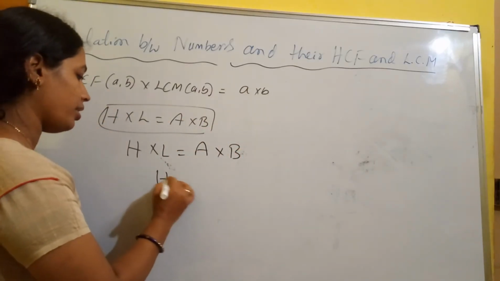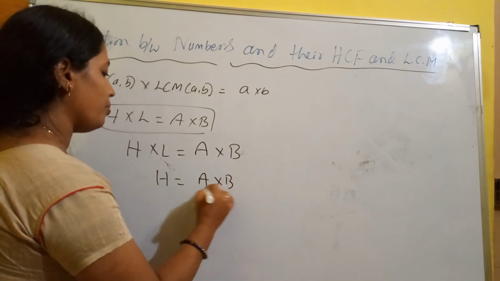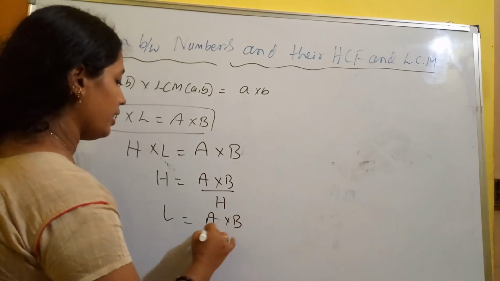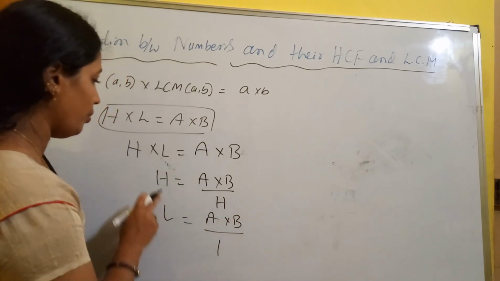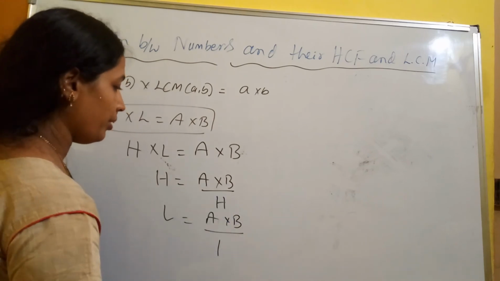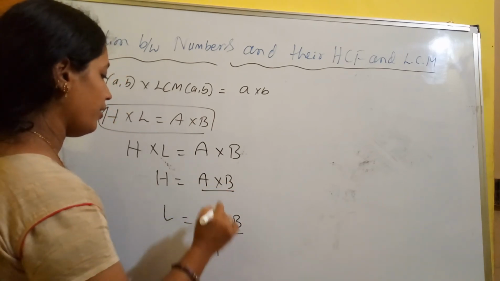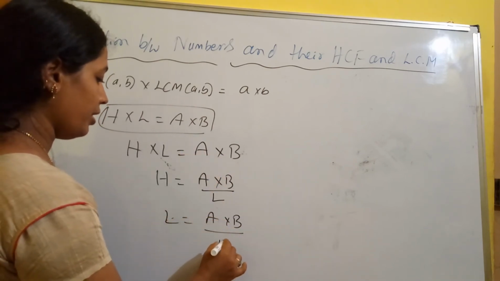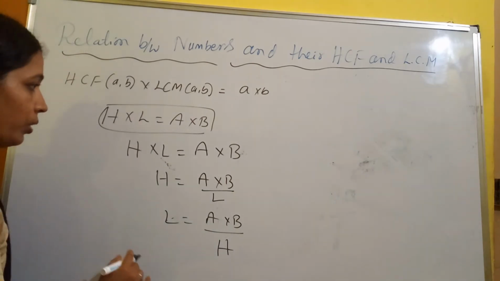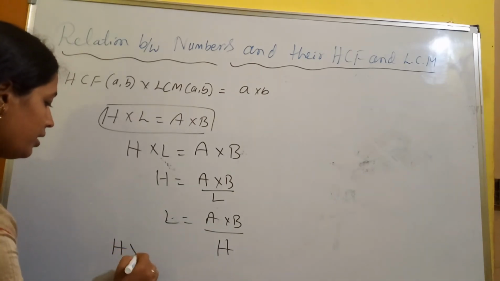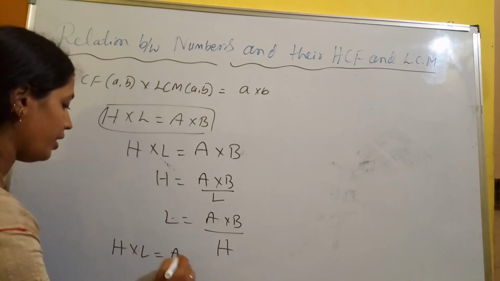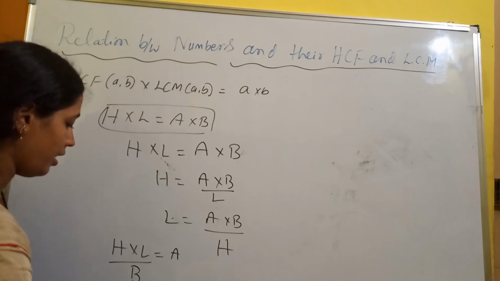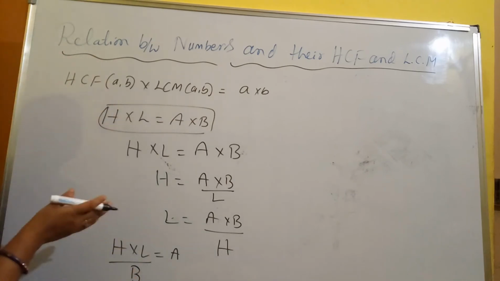If you want to find HCF, what is the formula? A into B by L. If you want L, it is A into B by H. So if you want H, we write the product of numbers divided by L. If you want L, the product of the numbers divided by H. Now if you want a number, H into L is equal to A into B, so H into L by A is equal to B. Like that we can transpose the equations.